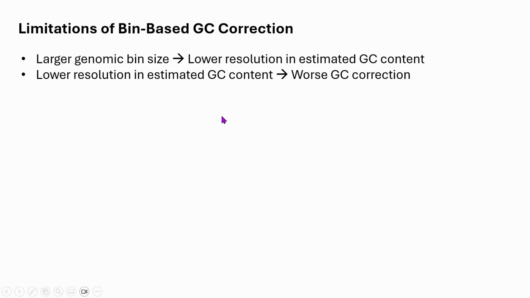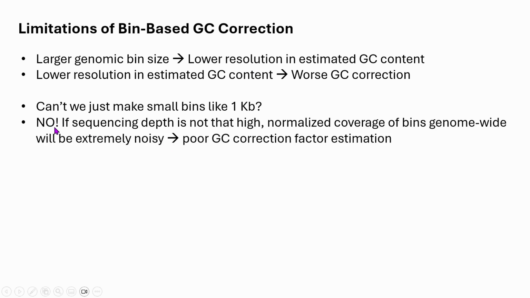Now, you may say that let's divide the whole genome into very small bins, then that will actually solve this problem, right? But can we make the bins very small? No, we cannot. Because if the sequencing depth is not that high, then the coverage of very small bins will look extremely noisy. And in such a scenario, you are going to get very poor GC correction factor estimation.